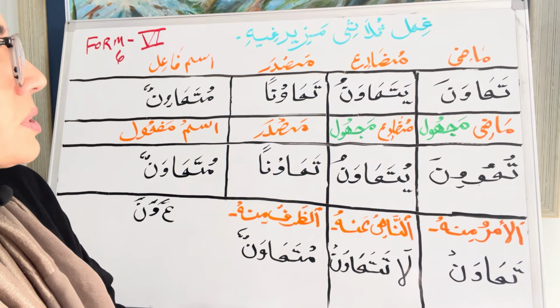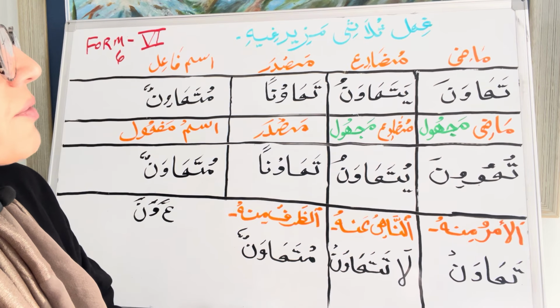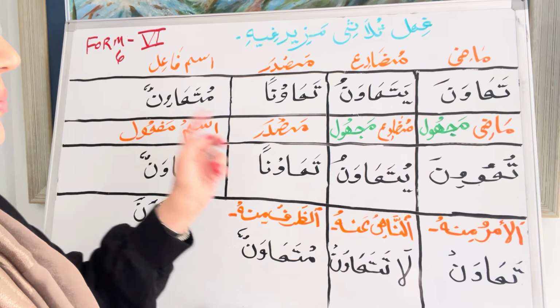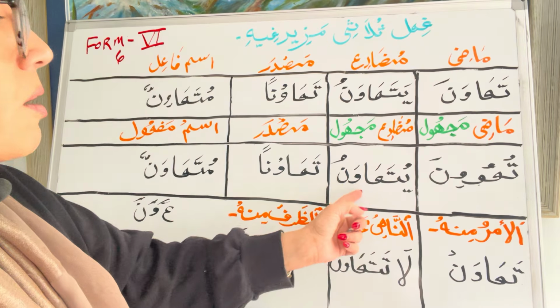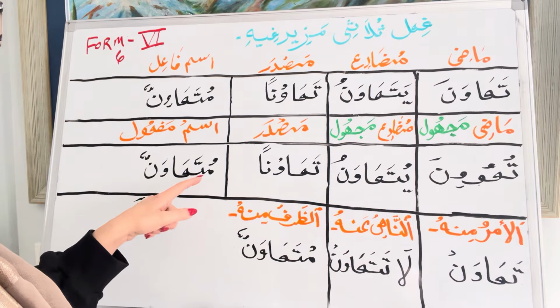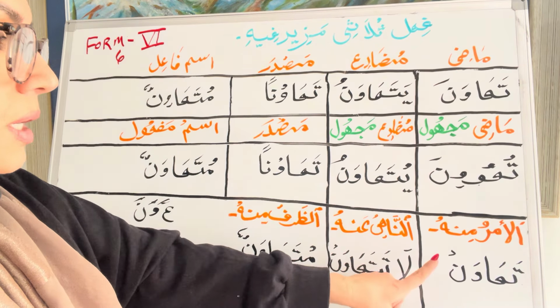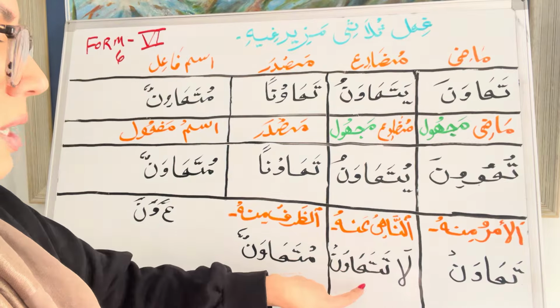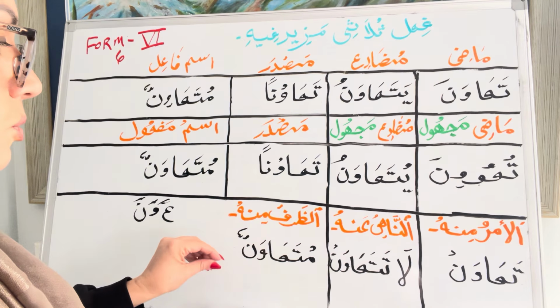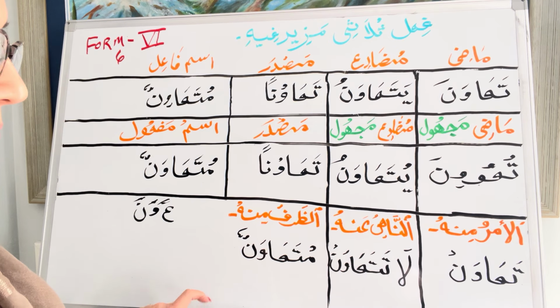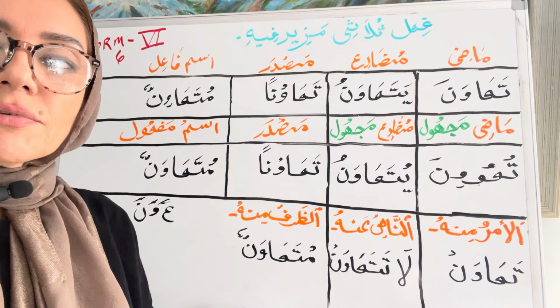All right, so let's go over this real quick, inshallah. So we have ta'awana, yata'awanu, ta'awunan, muta'awinun. Tu'uwina, yuta'awanu, ta'awunan, wa muta'awanun. تعاون تعاون الأمر منه تعاون النهي عنه لا تتعاون الظرف منه متعاون. All right, we will come back inshallah with form 7.